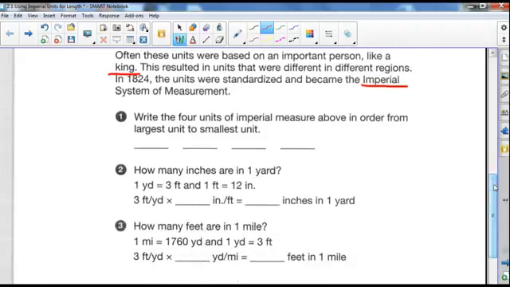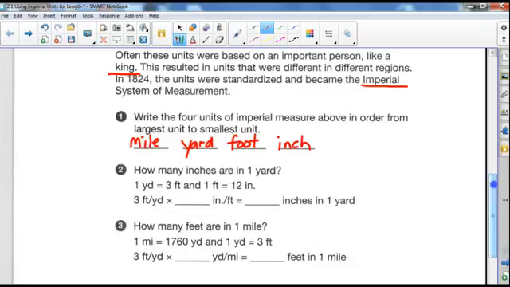Write the 4 units of imperial measure above in order from largest unit to smallest unit. Well, the largest is the mile. Then we have the yard. Then we have the foot. And then, last but not least, we have the inch.